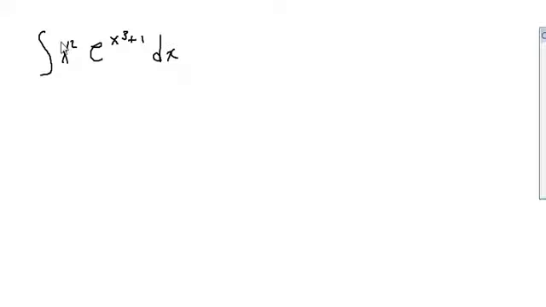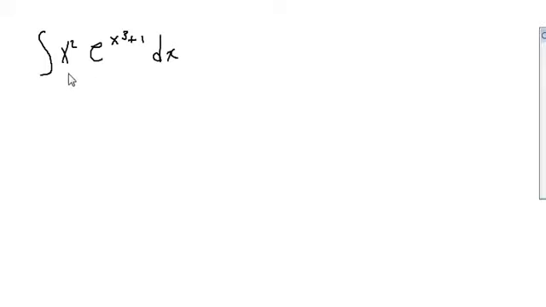So if I notice here in front of the e, I have as a factor the derivative of x cubed plus 1 as far as the x is concerned. What do I mean by that? Well, if I take the derivative of x cubed plus 1, I'm going to have a 3x squared. Well, I have the x squared here. I don't have the 3, but I can fix that later on. So I can use integration by substitution.